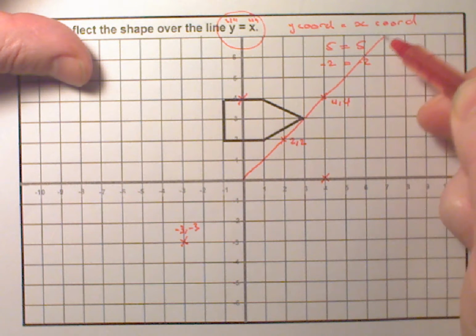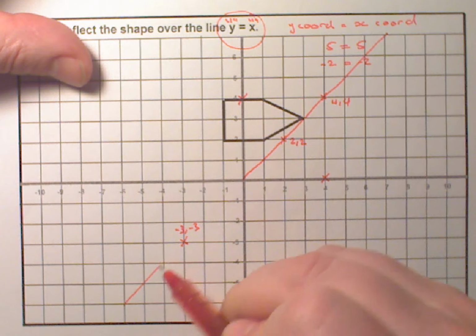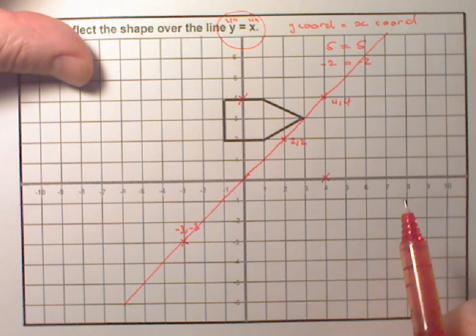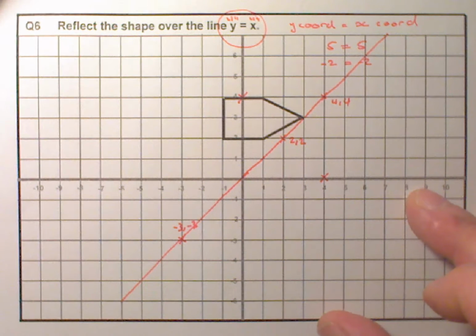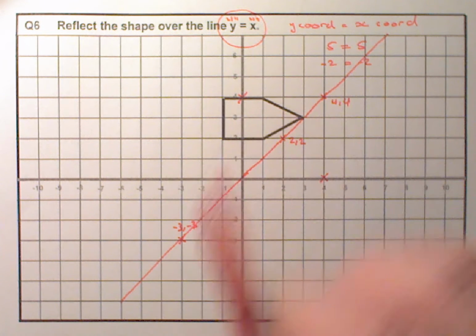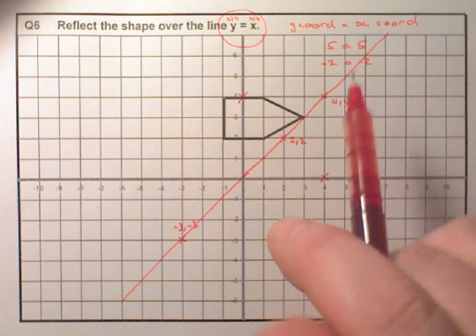You should use a ruler. For speed, I'm not. And we get our mirror line. And we would reflect in that mirror line just as we have done in the other examples. The only thing that makes Reflections 2 more difficult is these equations where you have to work out where the mirror line is. So that's the y equals x line, and it looks like that.